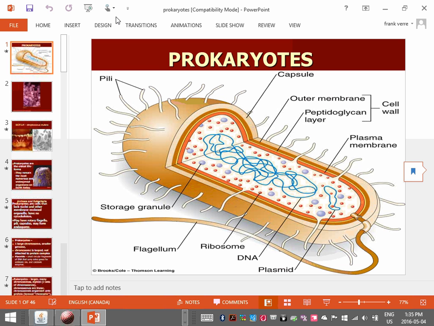So if it's a cell, remember a virus is not a cell, right? If it's a cell and it has no nucleus, it's a prokaryote, okay? So this is basically bacteria. This is like your average bacteria.